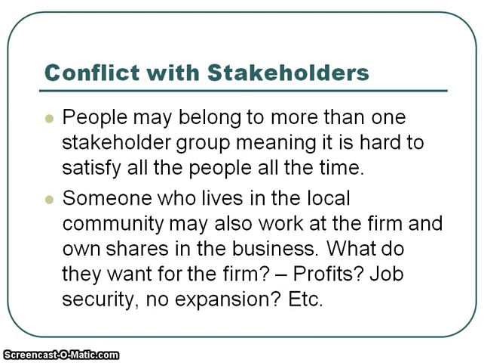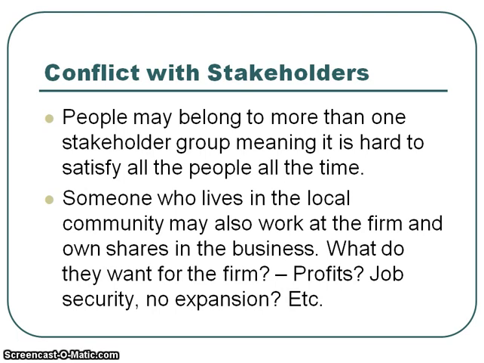And this becomes even more complex the more stakeholder groups you belong to. So as I've put there, they can belong to more than one stakeholder group, meaning it's hard to satisfy people all of the time. If we take the example of someone who lives in the local community but also works at the firm and has shares in the business, what do they want that firm to do? Do they, as owners of the business with shares, want lots of profits? As a worker, do they want job security? Or as someone who lives in the local community, do they want no expansion, no pollution, etc.?